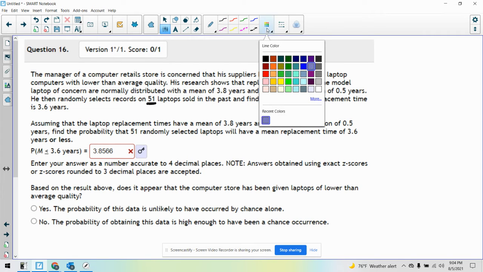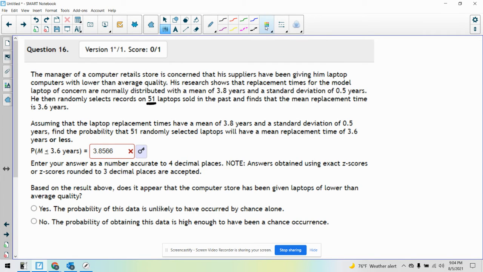laptops sold in the past and finds that the mean replacement time is 3.6. This is X bar. This is mu. This is sigma. Assuming that the laptop replacement times have a mean of 3.8, standard deviation of 0.5, find the probability that 51 randomly selected laptops will have a mean replacement time of 3.6 years or less.